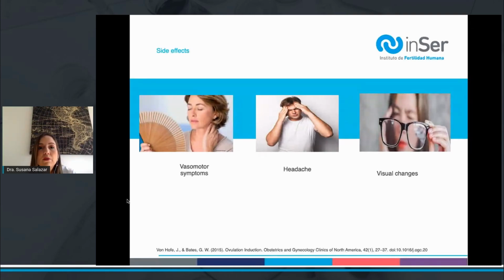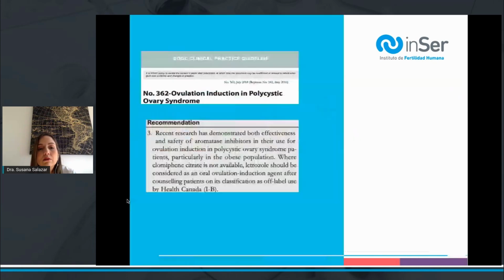Patients should be informed letrozole is being prescribed off-label so they can make an informed decision and are not concerned when they read the package instructions. This is the recommendation of the SOGC Clinical Practice Guidelines.